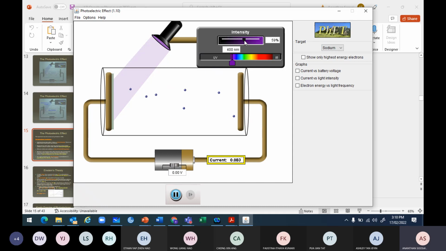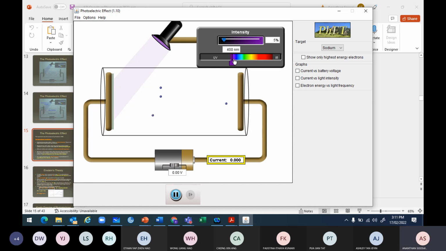Now I make the intensity low. This is ultraviolet, a very low wavelength, around 400 nanometers, and a very high frequency. I put in a little intensity, and the electron is released instantaneously although it's low intensity. I got current, even with very low intensity.